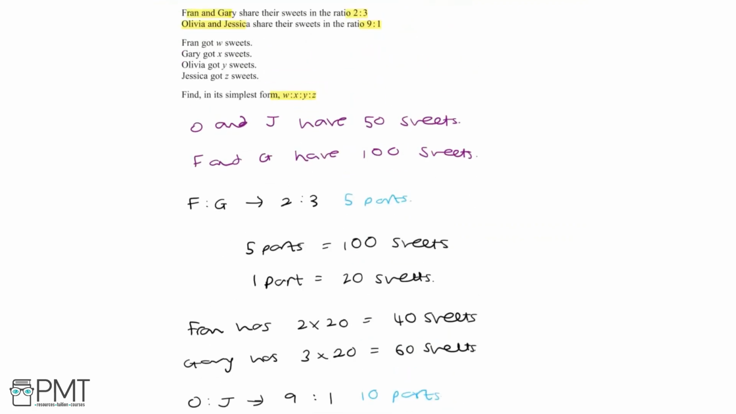Well, now remember that we need to find the ratio W to X to Y to Z. We know that Fran got W sweets, Gary got X sweets, Olivia got Y sweets, and Jessica got Z sweets. Like we said, Fran has 40 sweets, Gary has 60, Olivia has 45, and Jessica has 5. And so the ratio W to X to Y to Z would be equal to 40 to 60 to 45 to 5.